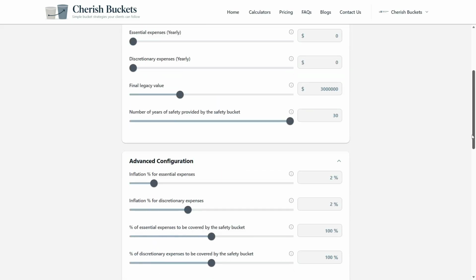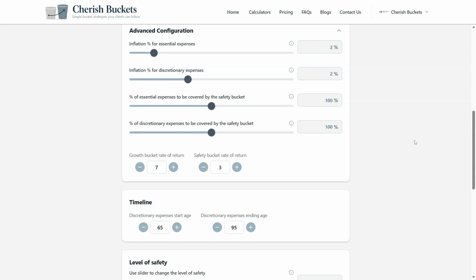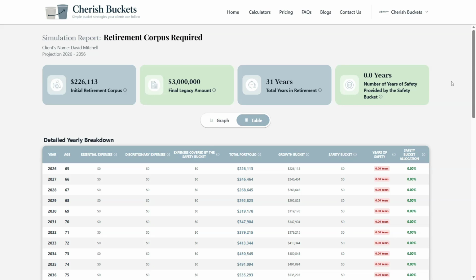Because these assets won't be needed during retirement, we can invest them more aggressively. We'll increase the growth bucket return assumption to 9%. After processing, the calculator tells us that we need only $226,113 today to reach the desired $3 million legacy. We'll dedicate this amount to the legacy portfolio and invest it aggressively over the next 30 years.